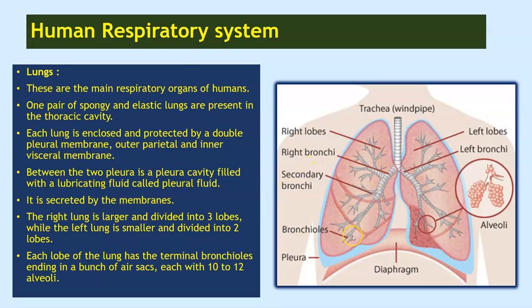Here you have 3 lobes on your right side. You can see 1, 2, 3, and on your left side we just have 2 lobes, 1 and 2. Each lobe of the lung has the terminal bronchioles ending into a bunch of air sacs, each with 10 to 12 alveoli. So again, I will show you, you have your trachea, which gets divided into your primary bronchi, then further into the secondary, and then finally into the tertiary, which end up into the alveoli.